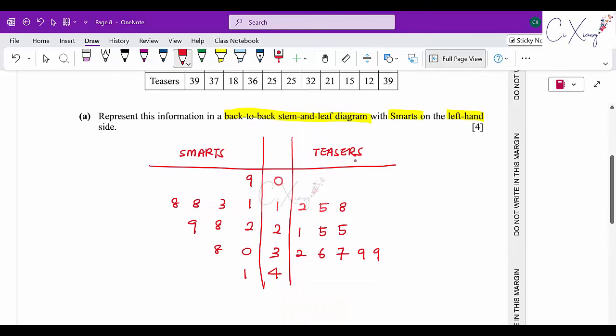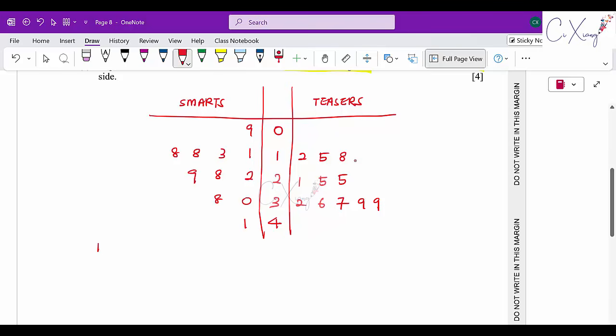Okay, then after that, don't forget about the key. You have to always write the key with the unit so that people understand what this graph or diagram represents. Okay, right, so for the key, you can use any number that you like. So let's say, as an example, I use 3|1|8. So what's the meaning of 3|1|8? It actually means 13 minutes for the group, SMART group, for Team SMARTs.